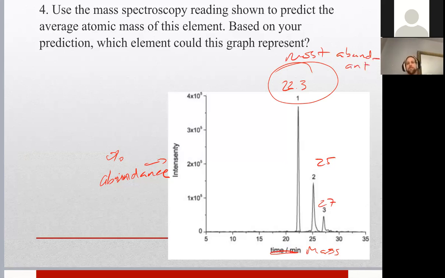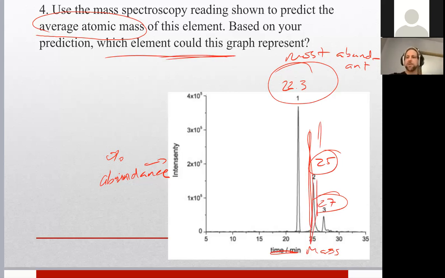And because that's the most abundant, like we did on the previous examples, we can say the average atomic mass is going to be the closest to that one. Now I can't just say 22, it's going to be somewhere greater than 22 because we have some isotopes that are higher than that. So I'm going to say about 24, somewhere around 24, maybe 25. And then as far as predicting what element this could be, I'm going to take that number, that 24, 25. So my prediction is going to be somewhere out there.